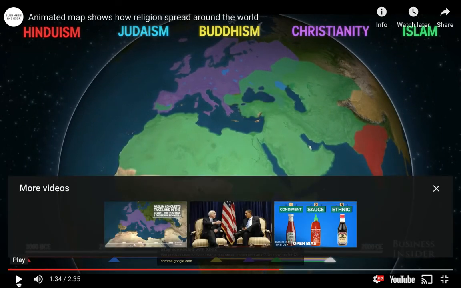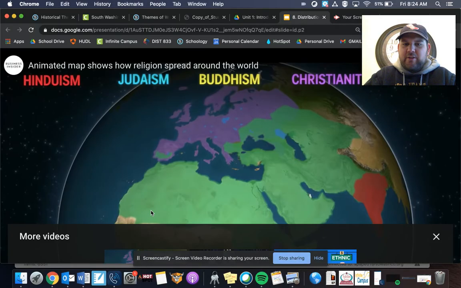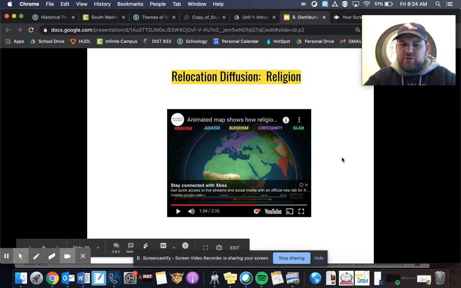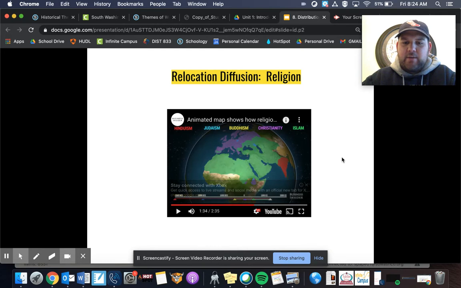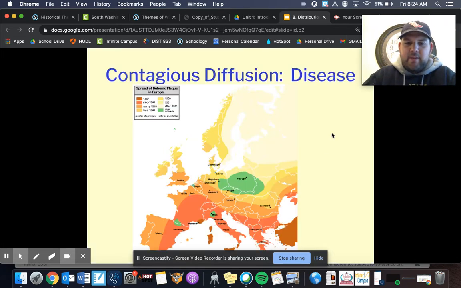All right. So obviously, we know that religion has spread all throughout the world. The point of that was to show you how that relocation diffusion takes place, right? We know that religion does not just begin and only stay in one place. As you could see there with the different colors that were covering the different continents, it changes, and as people move or conquer different areas and relocate, they bring their religion with them, and it spreads there, or it diffuses there.